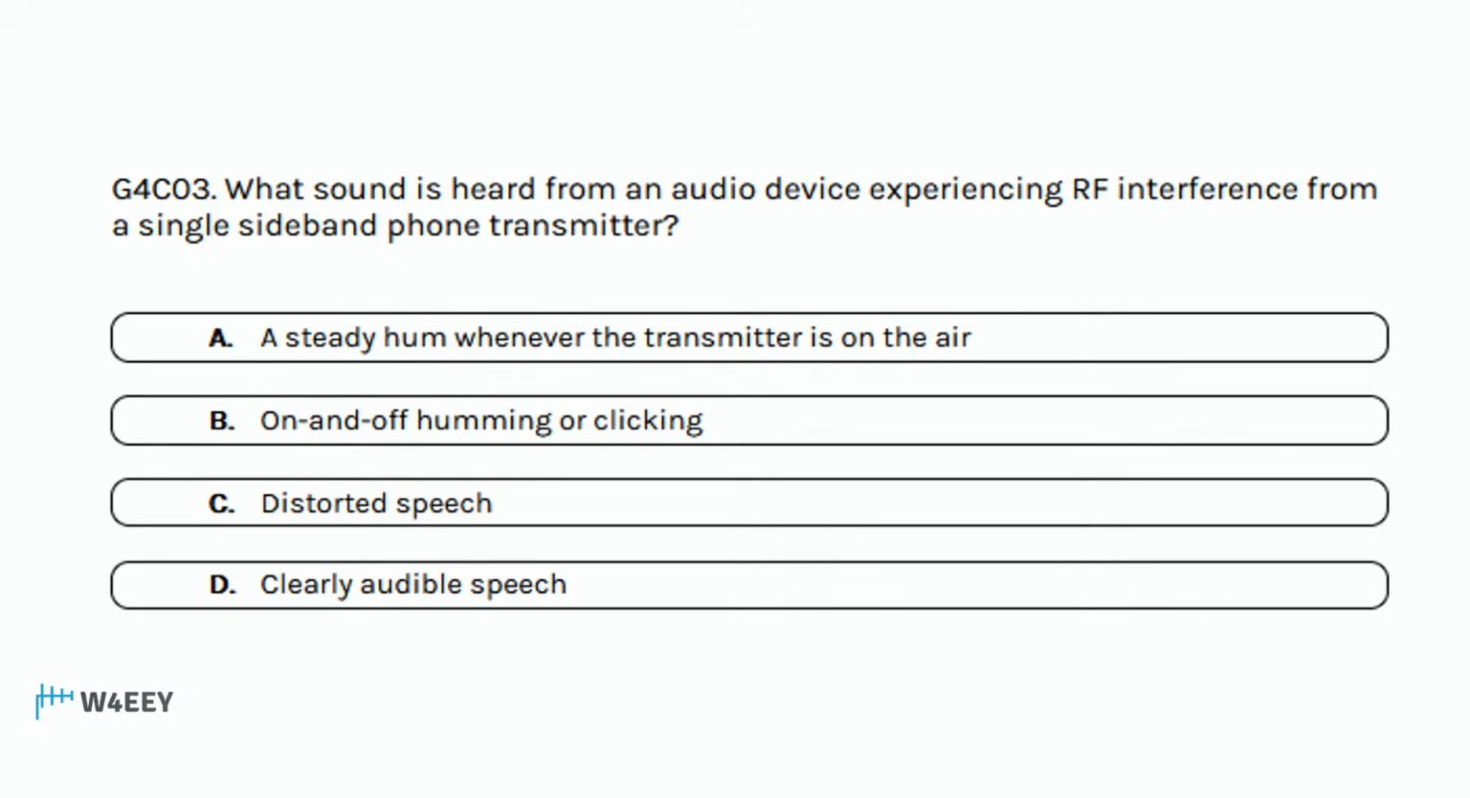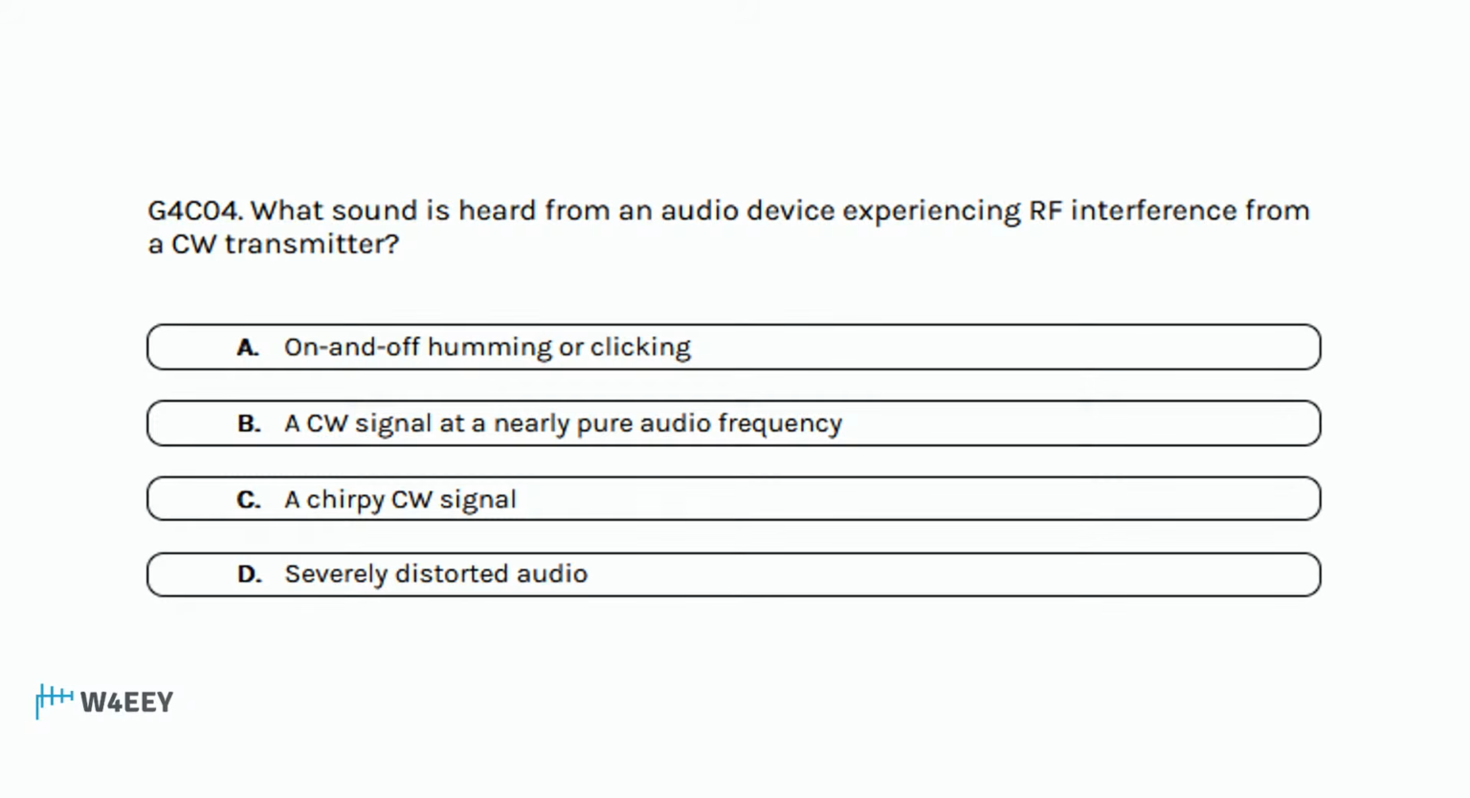What sound is heard from an audio device experiencing RF interference from a single sideband phone transmitter? Think of a telephone. You'll get distorted speech. What sound is heard from an audio device experiencing RF interference from a Morse code transmitter? On and off humming and clicking.